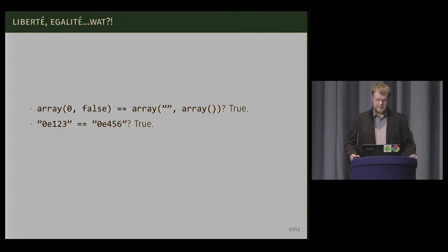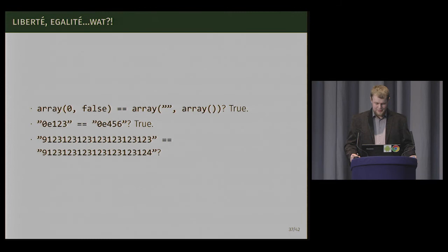Why is this problematic? Because password hashes can start with 0e. And then all of them would be equal. Why not? Last example, are those two things equal? In case you don't notice, it's the last character they differ by. It's 3 versus 4. Actually, this depends.